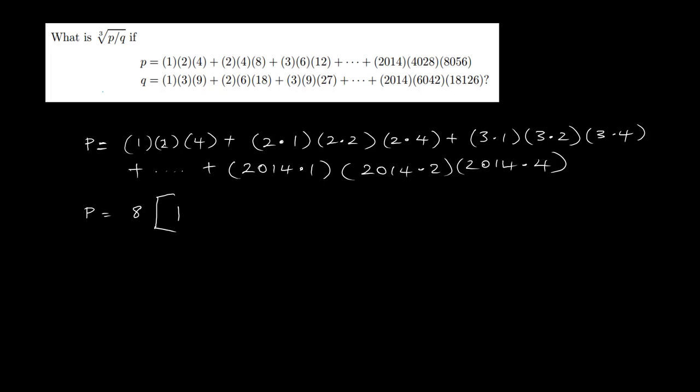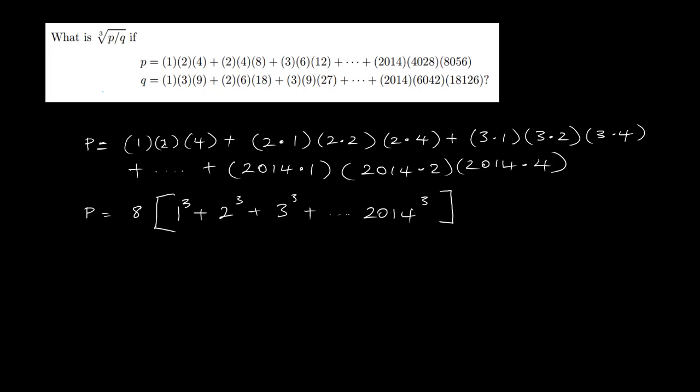So now we're left with 1. When we factor 8 out of the second term, we're left with 2 times 2 times 2, which is just 2 cubed. So we could actually write 1 as 1 cubed because 1 cubed is simply 1. So this would be 2 cubed plus 3 cubed and all the way up to 2014 cubed.